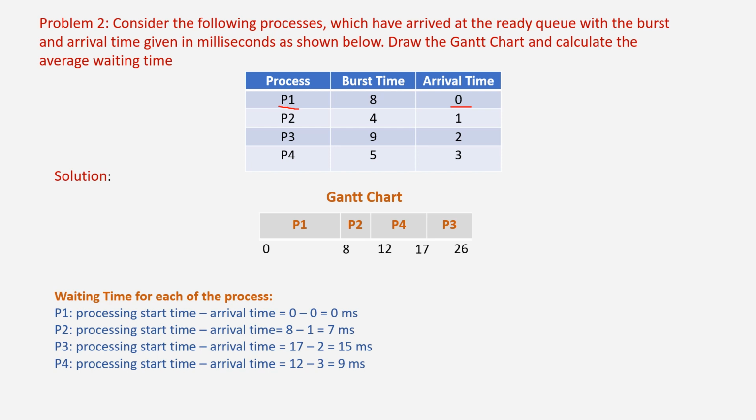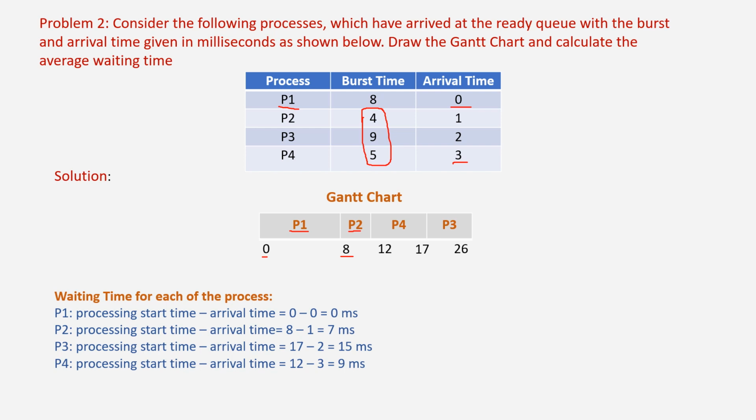So P1 is allocated the CPU. P1 starts at 0, and because it's a non-preemptive version, it finishes and only then leaves the CPU. So all the 8 milliseconds P1 is executed by the CPU. At the end of 8 milliseconds, the last process arrived at 3 milliseconds, so all these 3 processes are in the system when P1 finished its execution. So we have to check whose CPU burst is the smallest among these 3 and allocate that process the CPU.